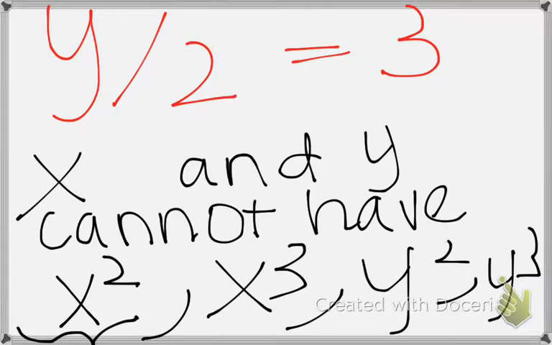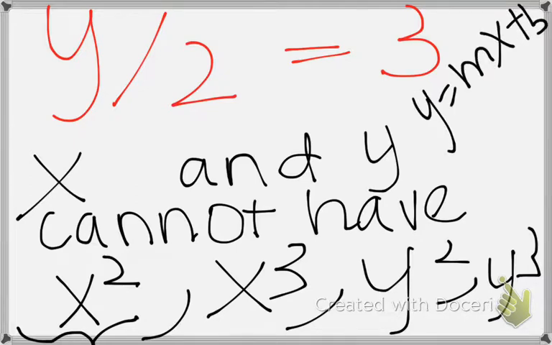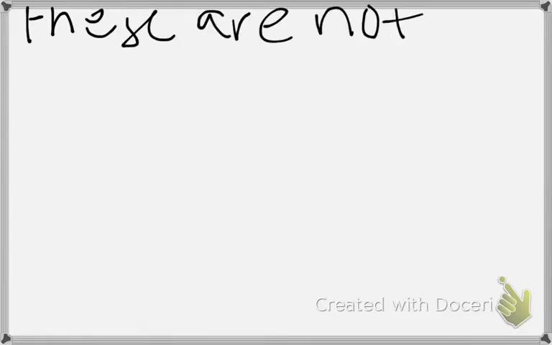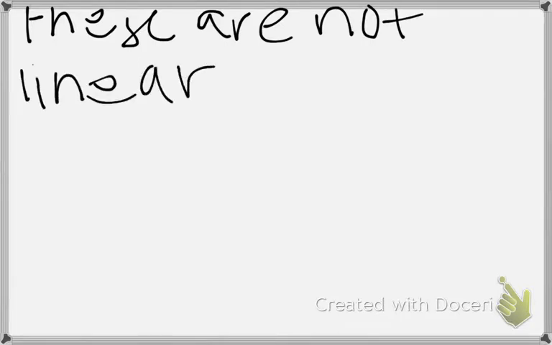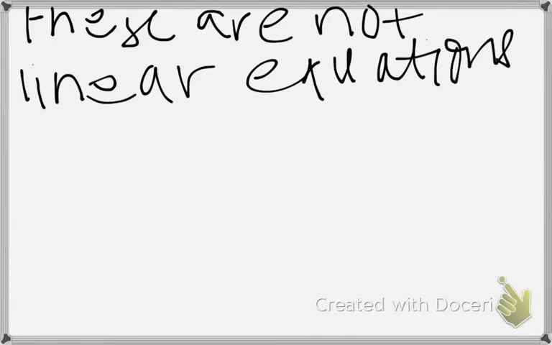We need a straight line, and for the straight line, one equation that you have to remember is y equals mx plus b. That is the most important equation, and you have to remember that in linear equations. So what are not linear equations? I'm going to show you some examples so that you know that these are not linear equations.